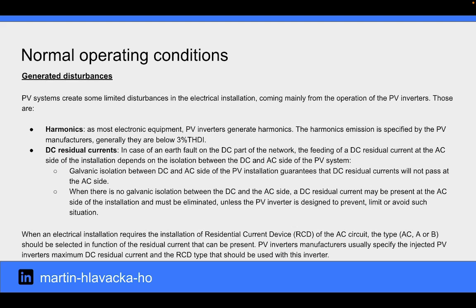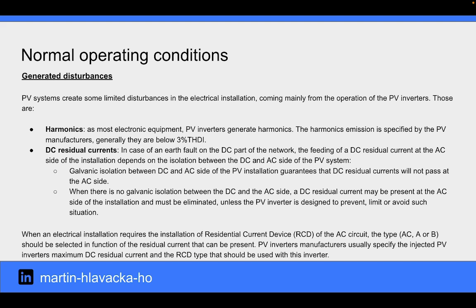PV systems create some limited disturbances in the electrical installation, coming mainly from the operation of the PV inverters, and those are harmonics. As most electronic equipment, PV inverters generate harmonics. The harmonics emission is specified by the PV manufacturers. Generally, they are below 3% THDI.